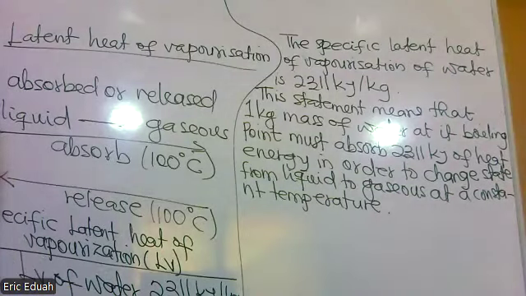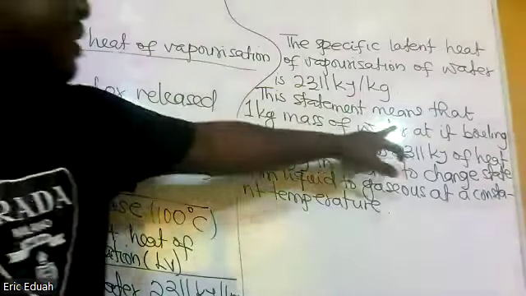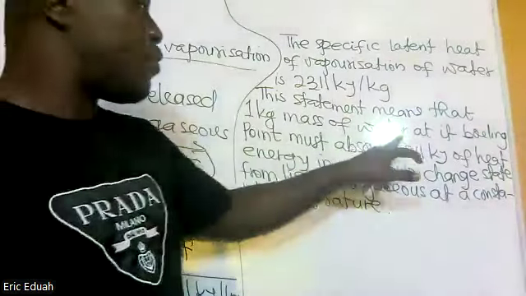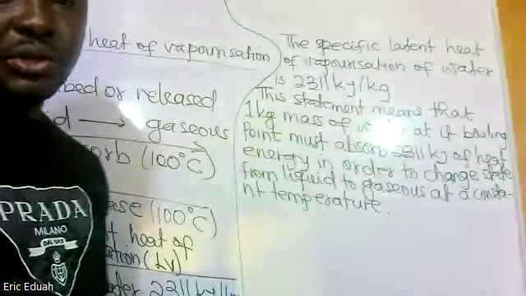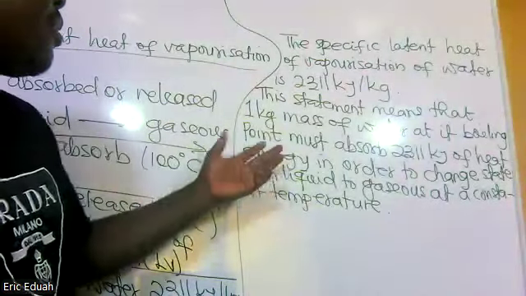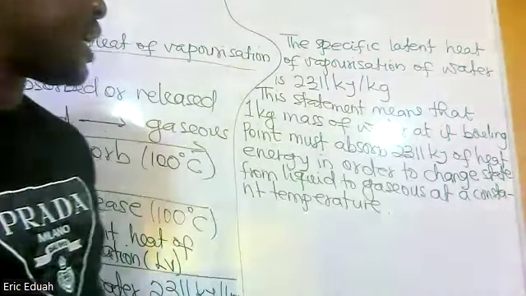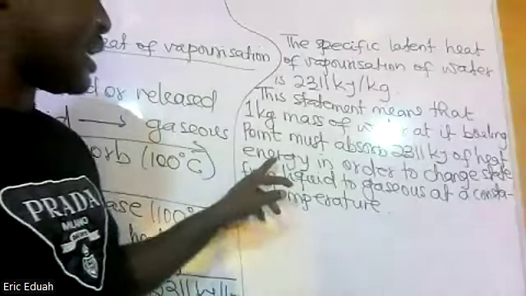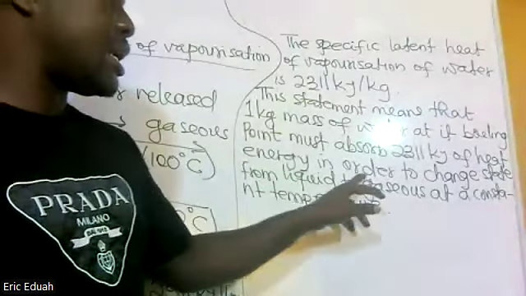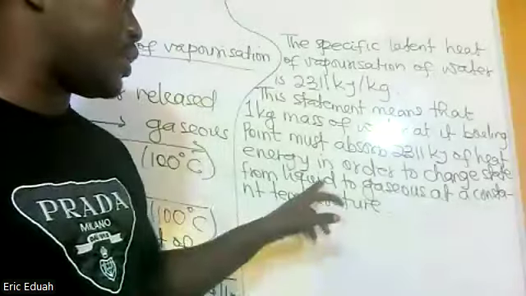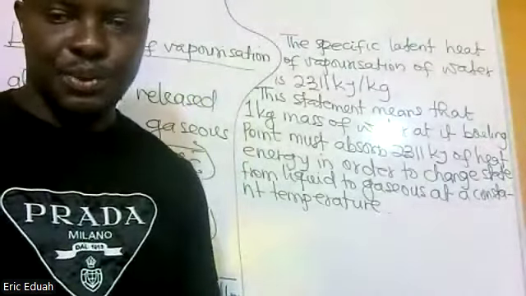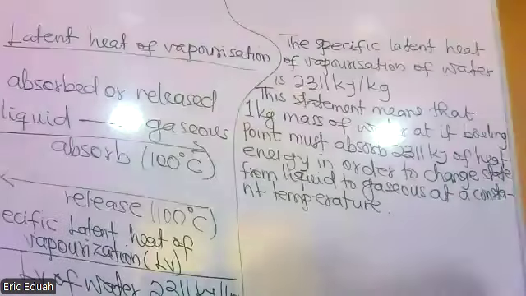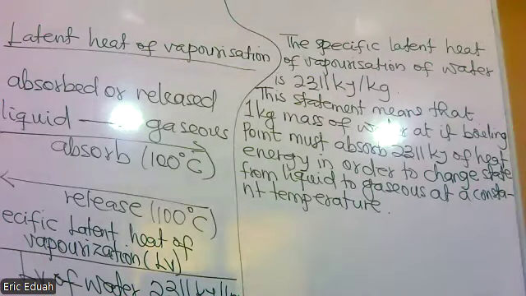So that's the meaning of the statement. This statement means that 1 kilogram mass of water at its boiling point, or at 100 degrees Celsius, must absorb 2,311 kilojoules of heat energy in order to change state from liquid to gaseous at a constant temperature.